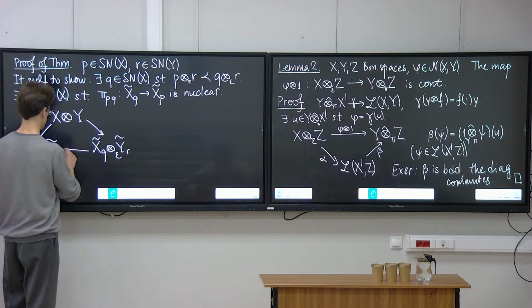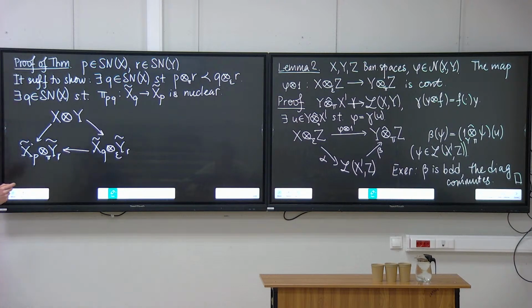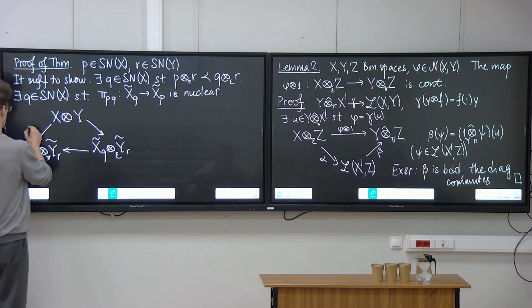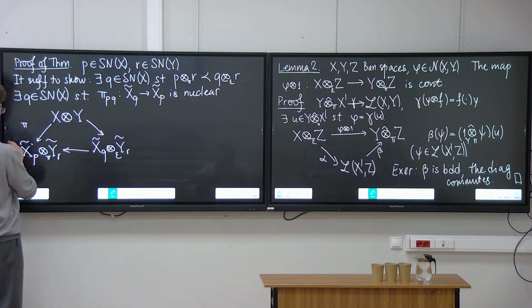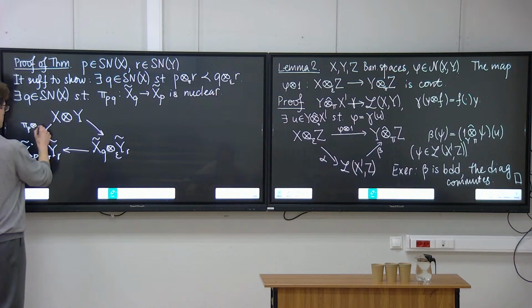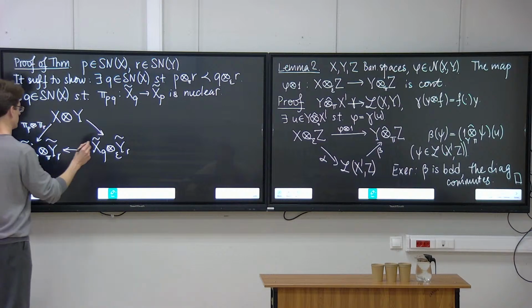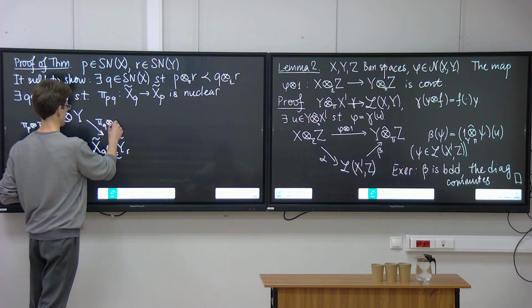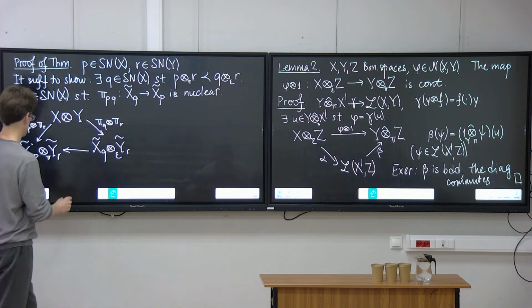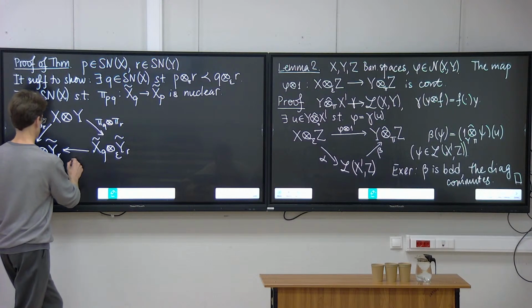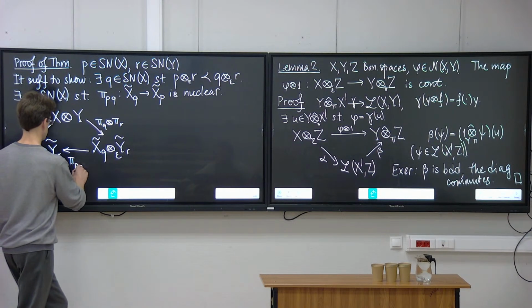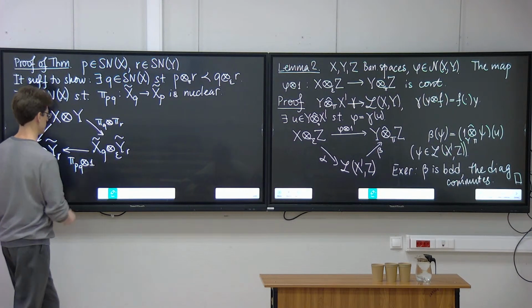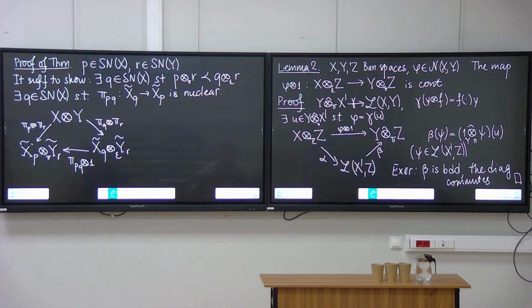And we can consider the following commutative diagram. This is the tensor product of the canonical maps pi P and pi R. This is pi Q tensor pi R, and this is pi PQ tensor the identity map of YR. So obviously the diagram commutes.